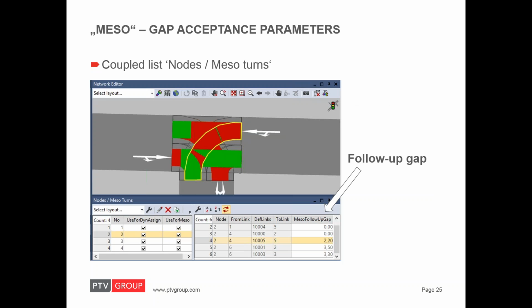Also for the follow-up time gap, there are specialists, which is called meso turns. Again, you can use coupled list. On the right, you have the node list, and on the left is the meso turn list. Highlighting a node will show you the corresponding turns from mesoscopic simulation. So for example, in this case, the default value is 2.2 seconds.